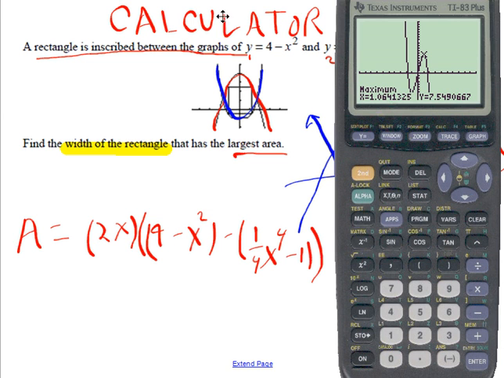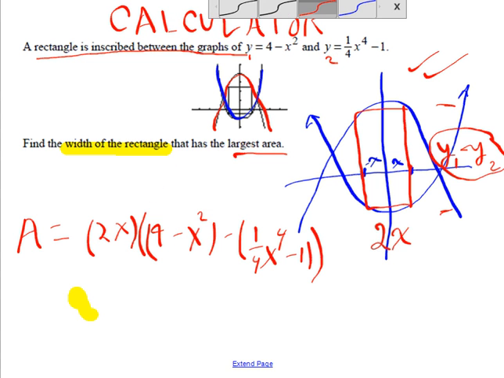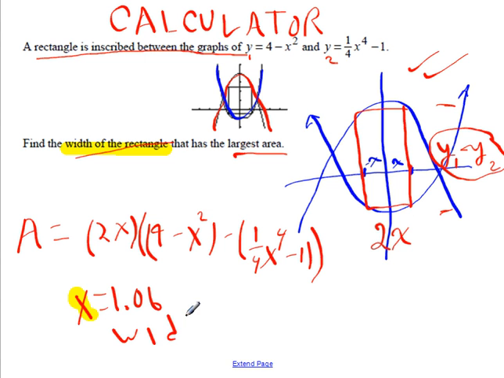So this happens when x equals 1.06. But our question is, what's the width of the rectangle? So the width of the rectangle is 2x. So the width would equal 2.12.